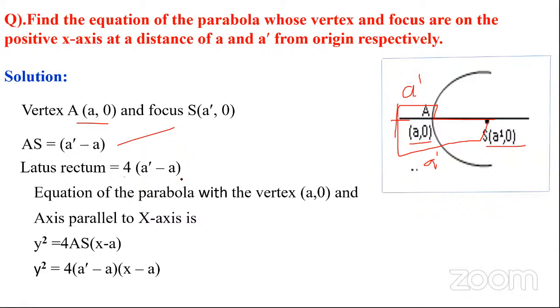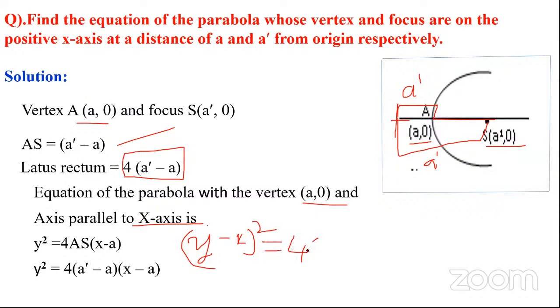So the length of the latus rectum, you can find, you will get 4 times (a dash minus a). Then the equation of the parabola with vertex at (a, 0) and parallel to the x-axis is (y minus k) whole square equals 4a of (x minus h). So here k and h are these values.